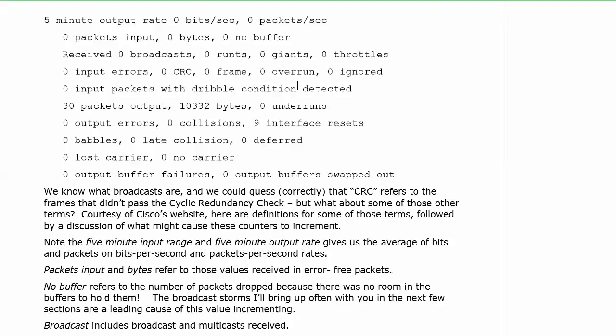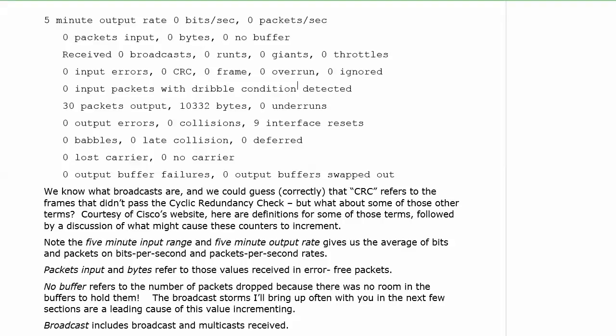With packet input and bytes first, we have right near the top of the second half of the information. That refers to the values that are received in error-free packets. Now, that all sounds fine. It's like, hey, this is the good stuff. Well, the bad stuff's coming. No buffer. No buffer refers to the number of packets that were dropped because there was no room in the buffers to hold them.